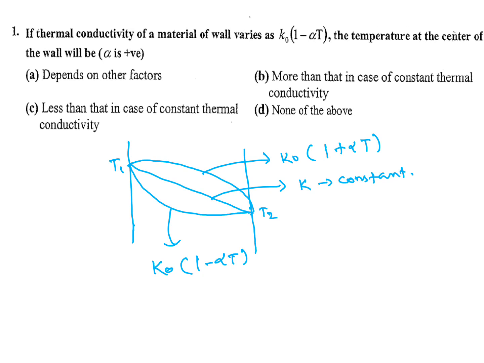If alpha is positive, at the center what will happen? K will increase. So alpha is positive, but our formula is already given in this question as 1 minus alpha T, so negative. The temperature at the center of the wall will be less than in case of constant thermal conductivity. C is our answer.